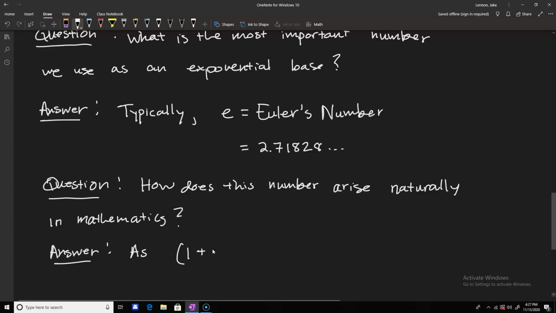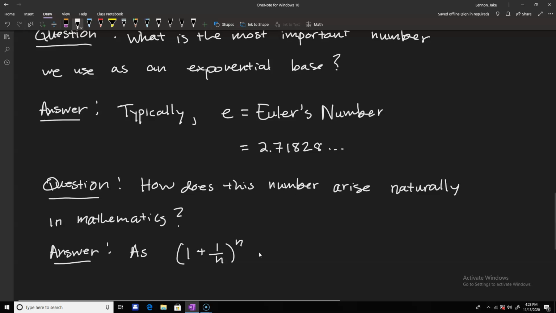The expression is (1 plus 1 over n) to the n. Think about putting different values in there. If you put 1 in for n, this quantity would be 2: 1 plus 1 over 1, raised to the first power. If you put 2 in there, you'd have 1 plus a half, 1.5, squared, which is 2.25. It turns out if you allow n to get larger and larger, this quantity will not blow up. It will approach exactly that number e.